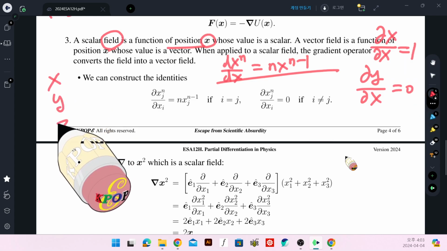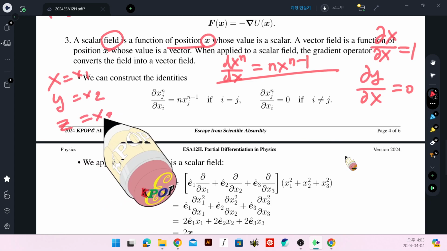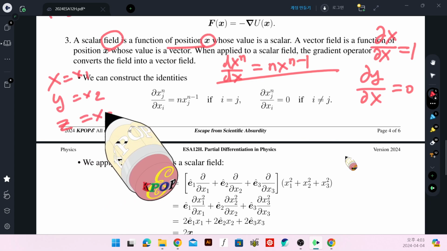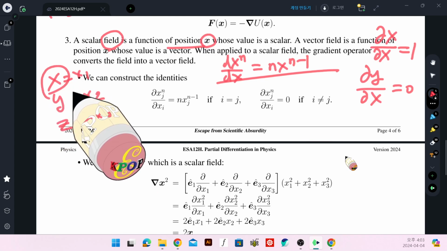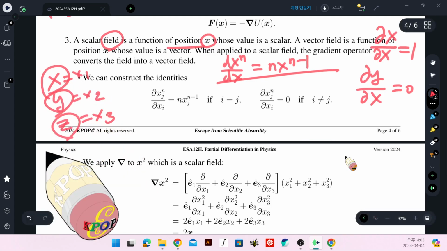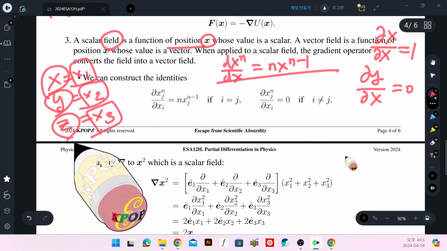x, y, z are x1, x2, and x3. In many cases, when we learn something in high school, we prefer to use x, y, z. But now we must be familiar with x1, x2, x3, which is much easier to memorize for general purposes.